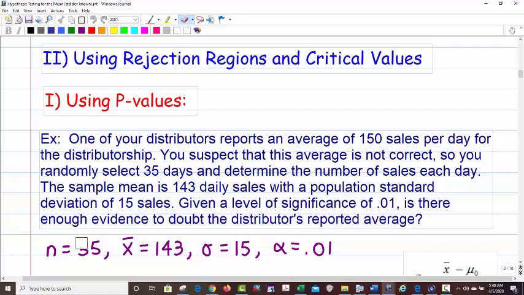All right, I just wrote down some of the important numbers from the problem here. The n is 35, that's your sample size. The x bar, the sample mean, is 143. Population standard deviation sigma is 15, and the level of significance alpha is 0.01. Now, we've got to get the H-naught and H-a set up properly. This was also talked about in that intro video. Remember, there are 3 possible H-naught, H-a setups.